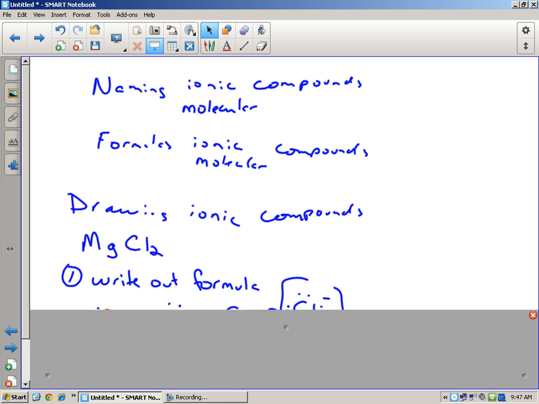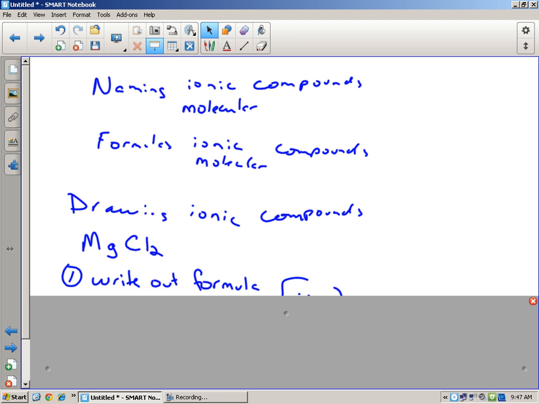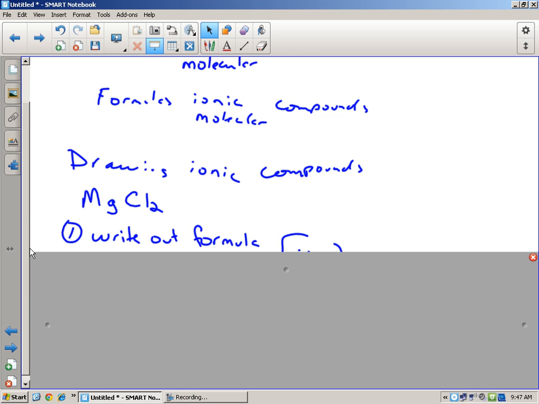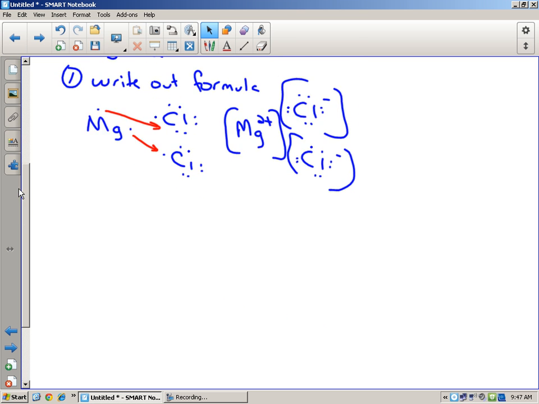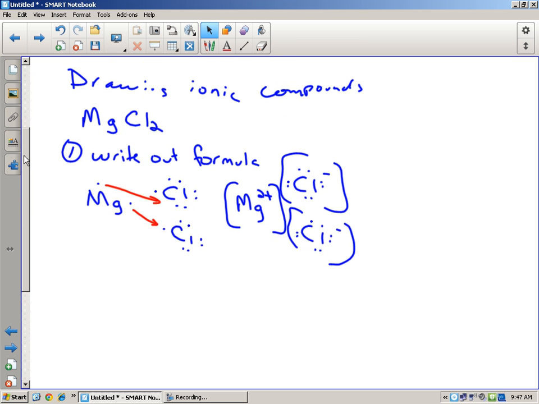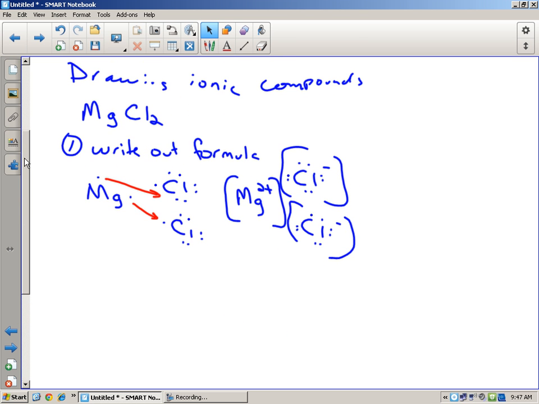Then we have drawing stuff, okay? The first one we'll look at is ionic. So when we get to ionic compounds here, okay, drawing ionic compounds. Don't forget, when you go to draw an ionic compound, you need to show me electrons moving, okay? Electrons are being gained and lost. You need to show that to me with arrows, okay?